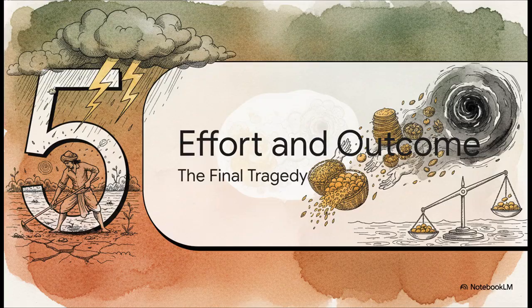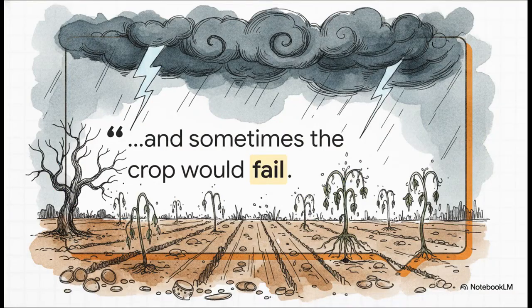The Final Tragedy. Let's bring this all together to examine the ultimate disconnect between what Ramu gives to the world and what the earth actually returns to him. Here's the final phrase of the text: and sometimes the crop would fail. This is the poignant, bitter conclusion of his entire cycle of labor. It's such a quiet sentence, but it implies total agricultural and personal devastation. All that day and night labor concentrated onto that one tiny field just amounts to nothing.